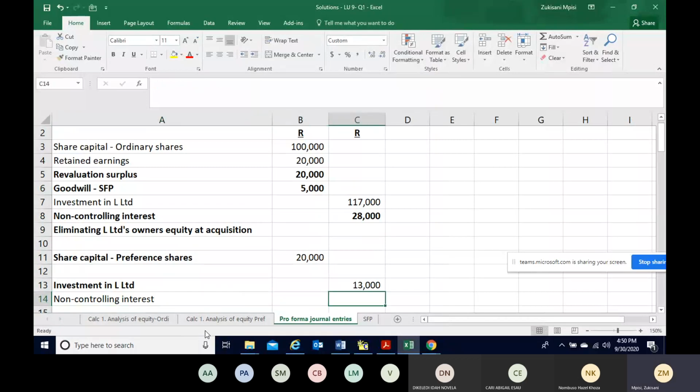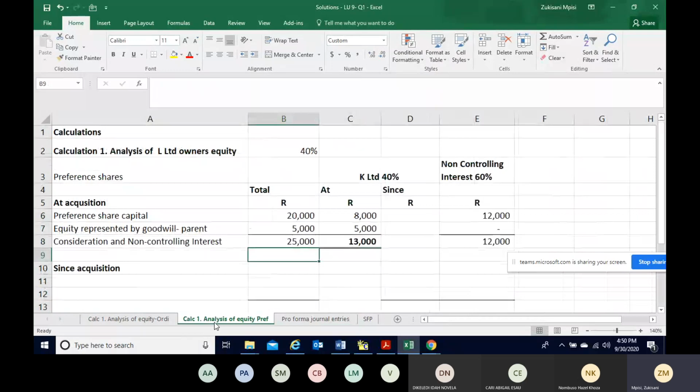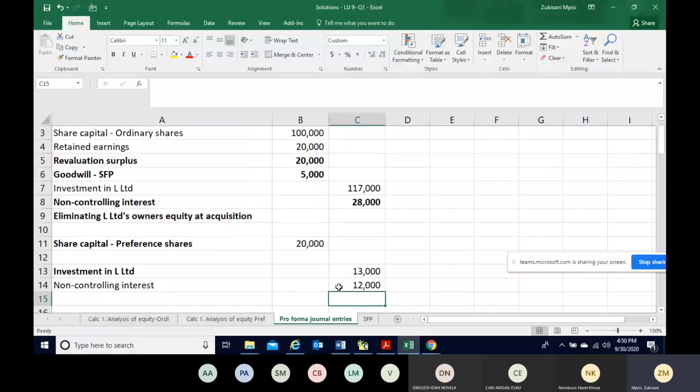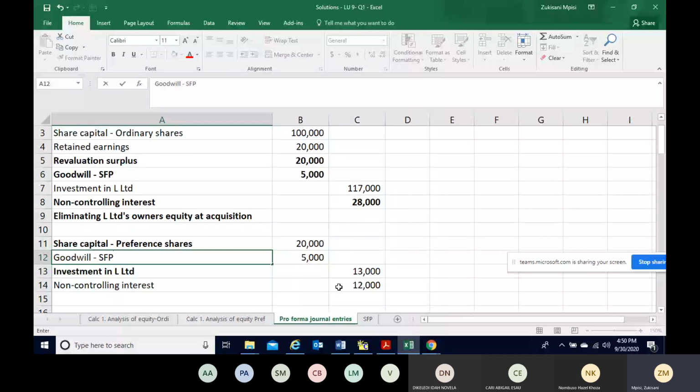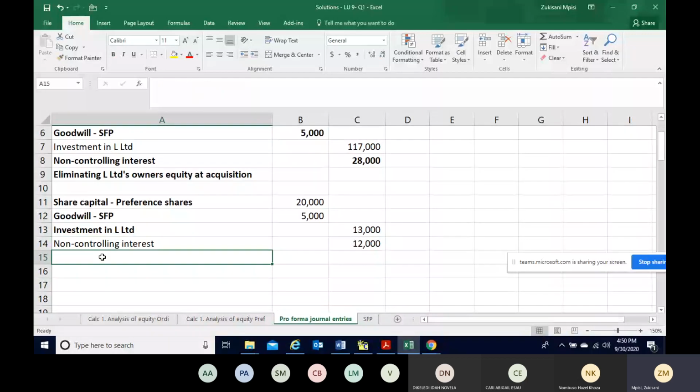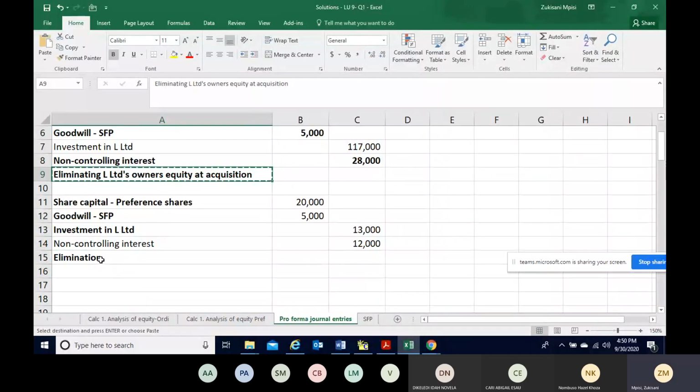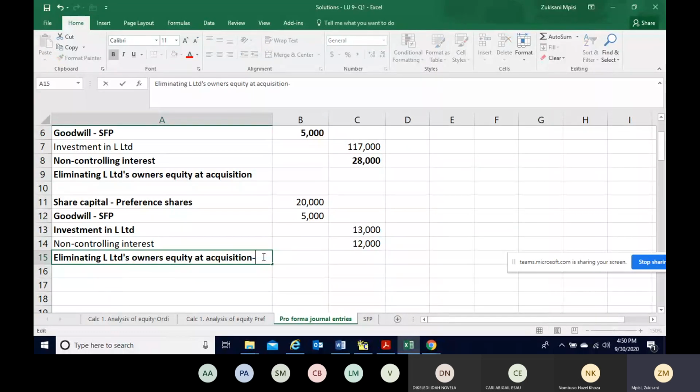Non-controlling interest, how much do we get on the analysis of equity? 12,000. So your credit is 25,000, which means you've got 5,000 here of goodwill. Please note this will have to go to the statement of financial position because that's what we are required to do. So what becomes the journal entry? It is the elimination of LLTD's owner's equity, but now we have to indicate that it's preference shares, and we can also indicate on the first one that it's ordinary shares.